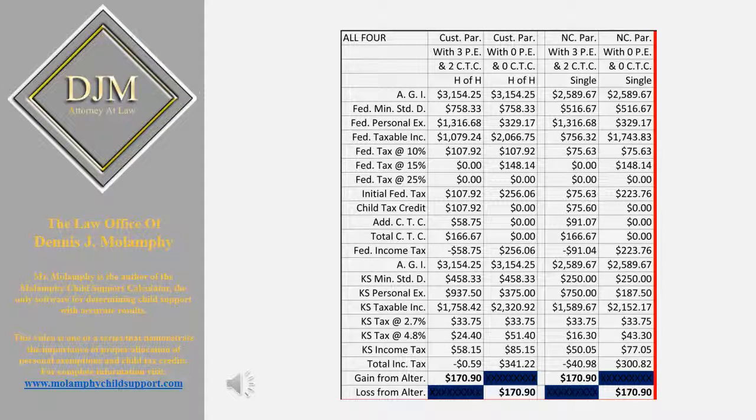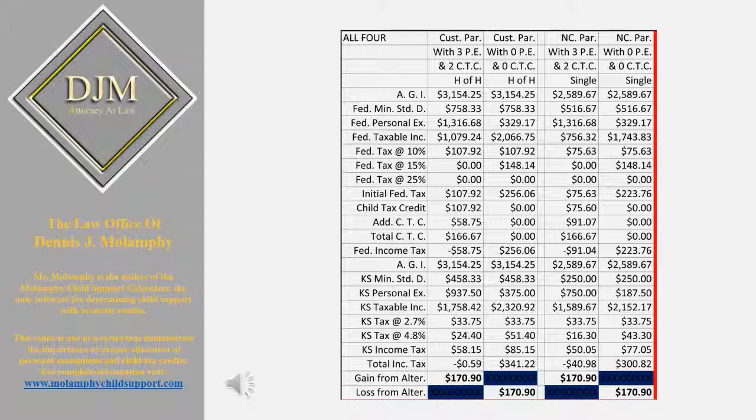Rows KS tax at 2.7% and KS tax at 4.8% address the Kansas income taxes due and note that all the calculations have the Kansas income taxes at the 4.8% rate, so the Kansas personal exemptions are always worth 4.8% times $187.50 times 3, or $27. Since the personal credits are alternated, the Kansas exemptions even out.